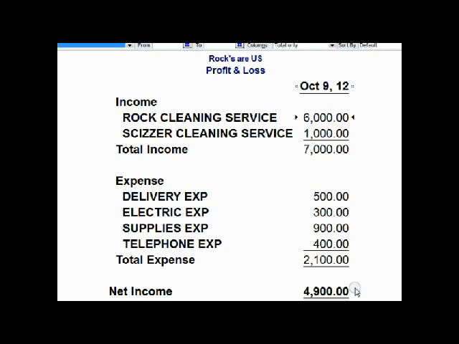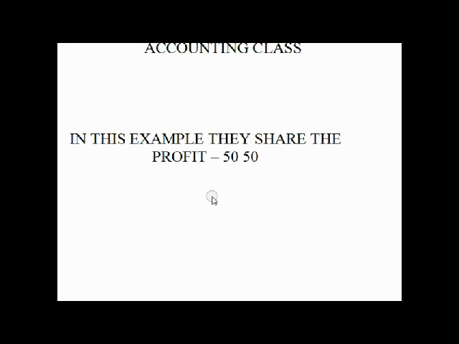Now, let us imagine that Steve is one partner and Joe is another. And let us also imagine that they have a partnership agreement where they share the profit. In this example, we will imagine that they share the profit 50-50. This means of the $4,900 total net income, $2,450 should be allocated to Steve's equity account, and $2,450 should be allocated to Joe's equity account.